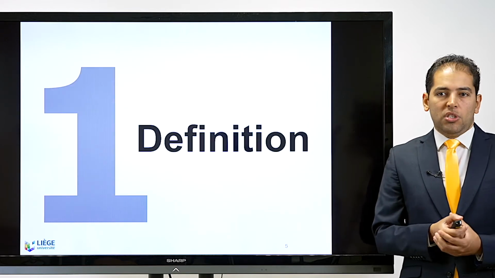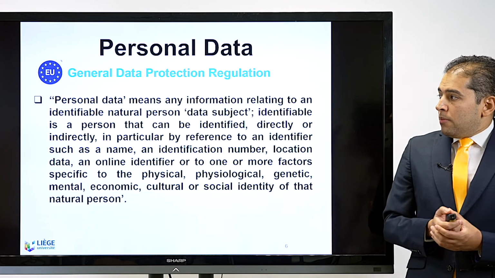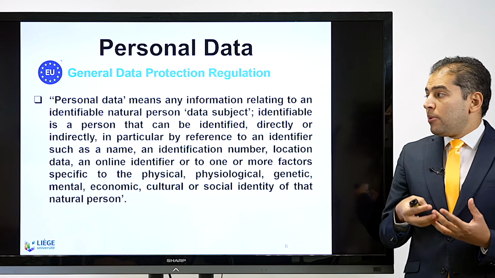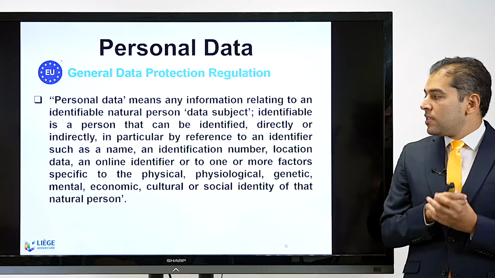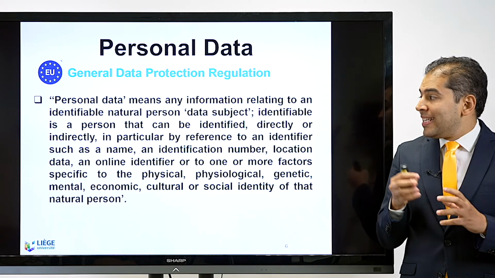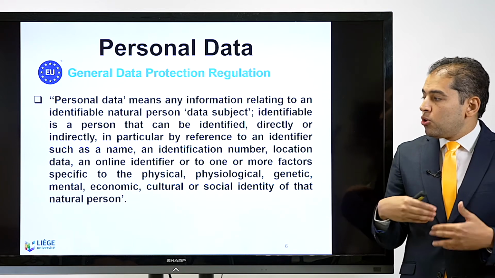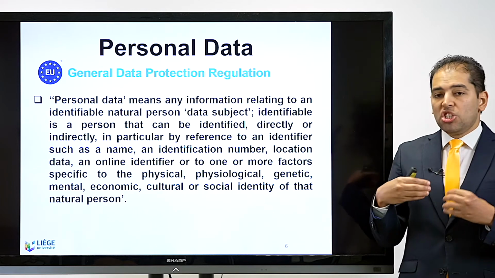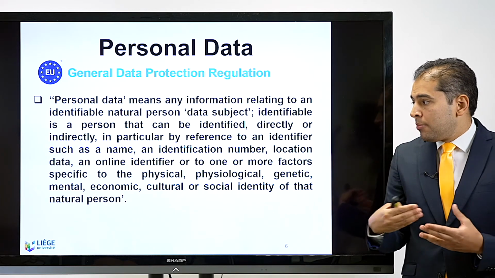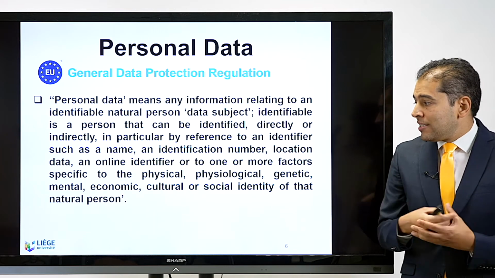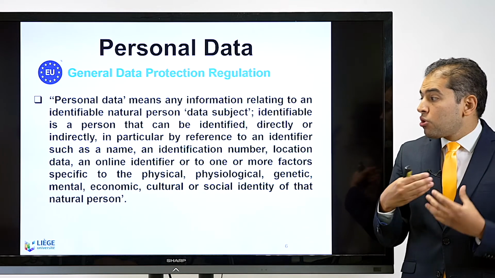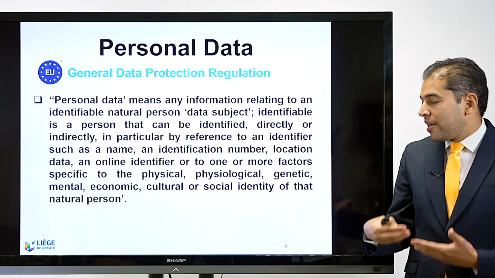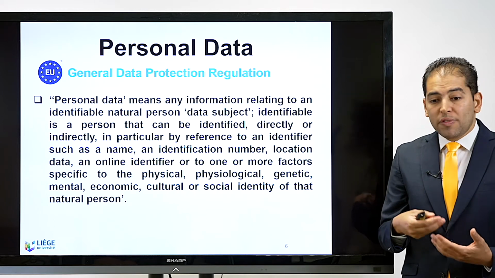So let's start with definition. Well, personal data means any information related to an identifiable natural person, the data subject in this case. Identifiable is a person that can be identified directly or indirectly, in particular by reference to an identifier such as a name, an identification number, location data, an online identifier, or to one or more factors specific to the physical, physiological, genetic, mental, economic, cultural, or social identity of that person.